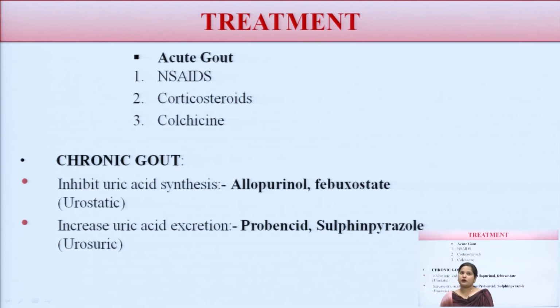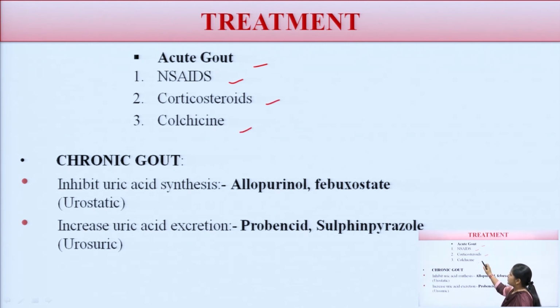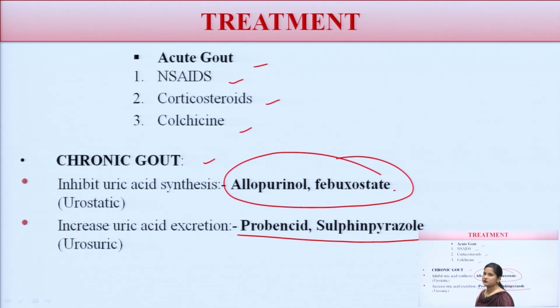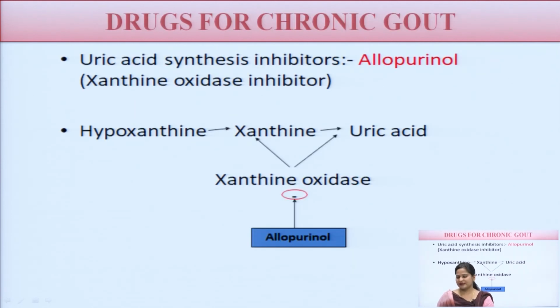Now, if we talk about treatment, for acute gout: NSAIDs, meaning anti-inflammatory drugs, corticosteroids, colchicine. For chronic gout, inhibiting uric acid synthesis is the most important, with allopurinol, febuxostat, probenecid and sulfinpyrazone. So, these are the drugs which are used in the treatment of gout. Now, this is how allopurinol acts.